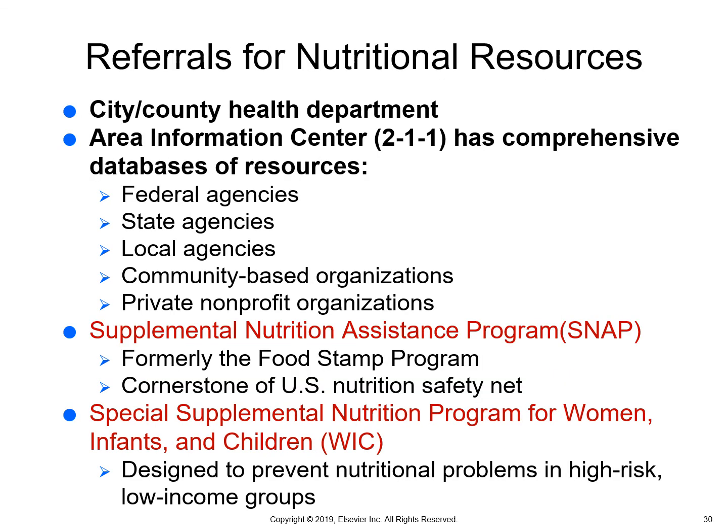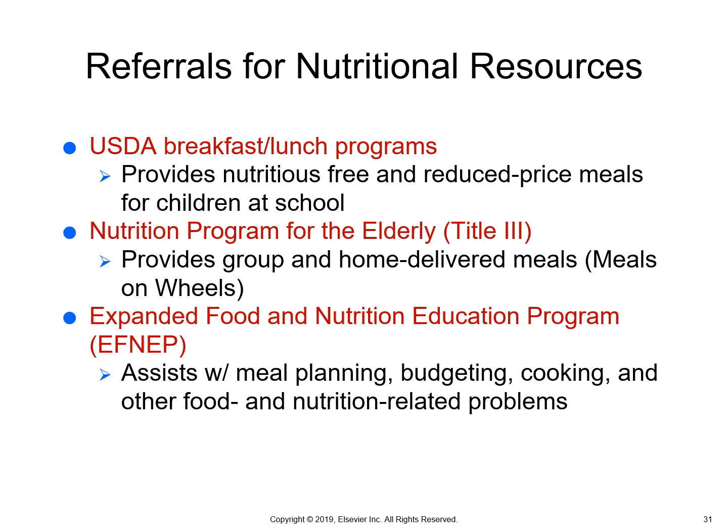Some different referrals that we could make would be to the city or county health department. Area information centers have comprehensive databases and resources such as federal agencies, state, local agencies, community-based organizations, and then there are private nonprofit organizations as well. The Supplemental Nutrition Assistance Program, or SNAP, was formerly the Food Stamp Program, and it is the cornerstone of the United States nutrition safety net today. The Special Supplemental Nutrition Program for Women, Infants, and Children is WIC, and it's designed to prevent nutritional problems in high-risk, low-income groups. So those are some things that we can be aware of to refer patients to.